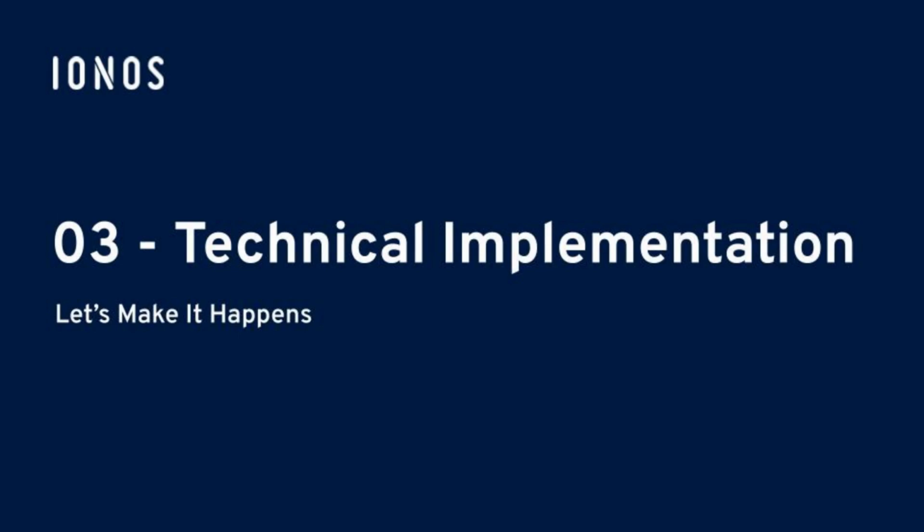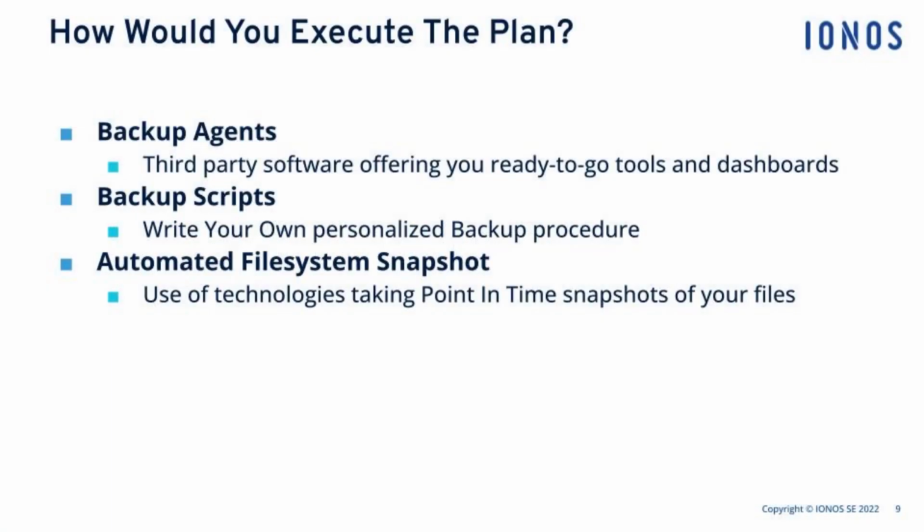And there are multiple ways of executing this plan. Obviously, there are backup agents, third-party software that can be free, or offered to you by your cloud provider, or you may have to pay a license. It's a ready-to-go tool with a dashboard that helps you monitor what's happening. It could be something simple like a backup script that you write yourself, which backs up the database or saves the file into a different folder, zips it, and then uploads it into a different file system. And it could be an automated file system snapshot.